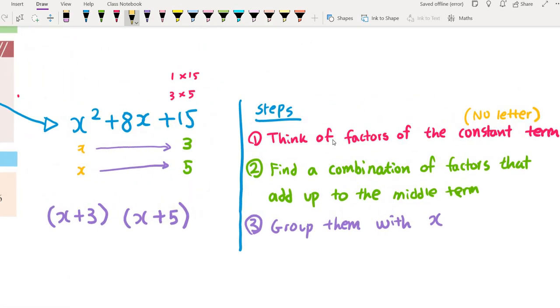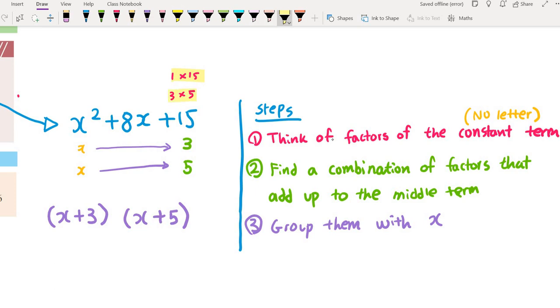Now, there is one particular skill or method that you need to use when it comes to factorizing monic trinomials, and this is the method. So for example, let's say we have this expression here, x squared plus 8x plus 15. There are 3 steps to follow. The first step is to think of factors of the constant term. The constant term is the one that has no letters. So think about some possible combinations of factors here. You can see there's 1 and 15 and 3 and 5.